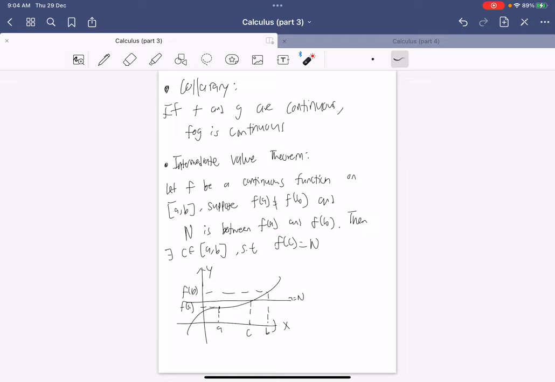And this is very useful as it allows us to create more and more continuous functions from old ones by doing the composition. Lastly, an application of continuous functions is proving the existence of roots through the intermediate value theorem.